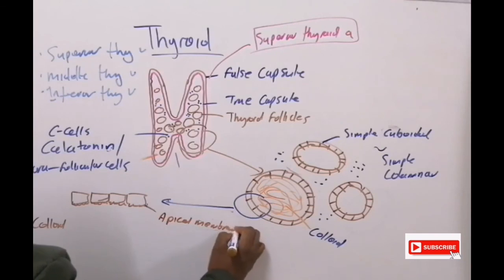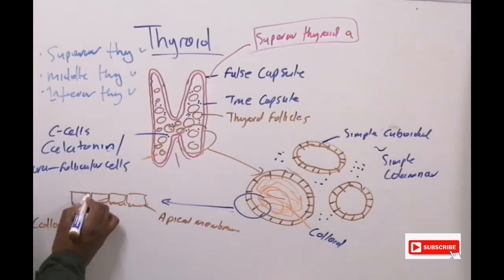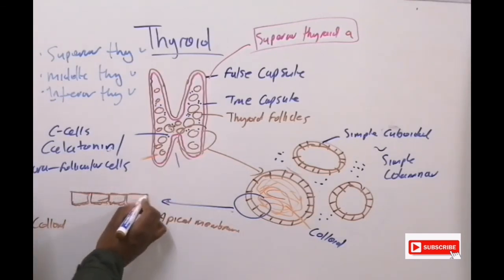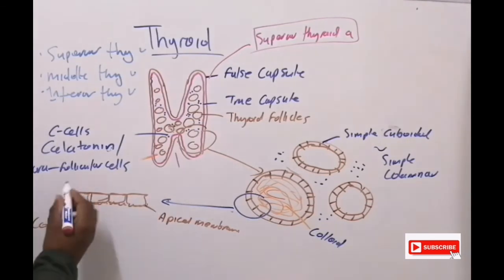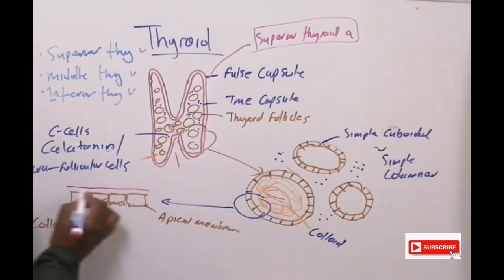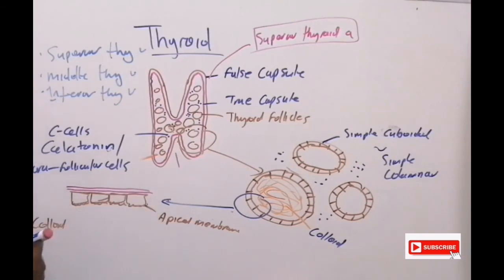Then the side that doesn't have the colloid, where there's a blood vessel that runs, is the side facing the blood vessel. That side is called the basolateral. So it has the basolateral membrane. Basolateral membrane. Lateral membrane. Right?